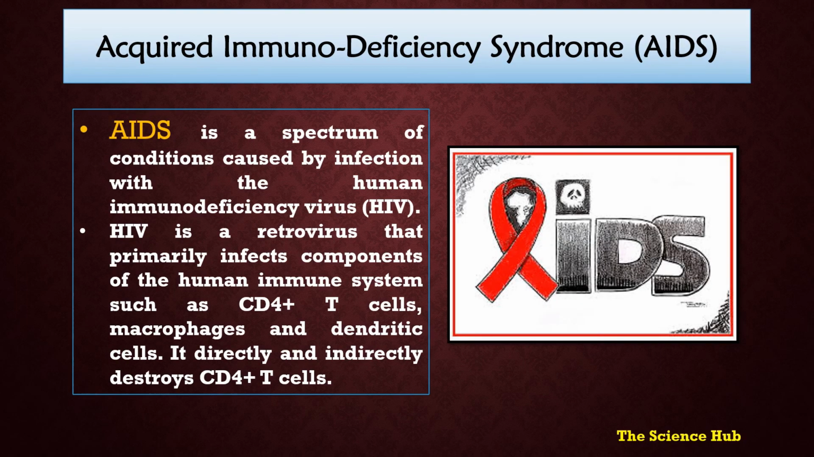So, AIDS. The full form of AIDS is Acquired Immunodeficiency Syndrome. AIDS is a spectrum of conditions caused by infection with the human immunodeficiency virus, that is HIV. HIV is a retrovirus that primarily infects components of the human immune system such as CD4 plus T cells, macrophages and dendritic cells. It directly and indirectly destroys CD4 plus T cells.